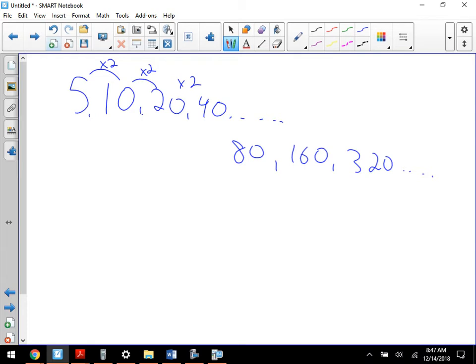81, negative 27, 9. One of the tips that you'll find when your sequences alternate signs means they're being multiplied or divided by a negative. What do you divide 81 by to turn into negative 27? If you had a calculator, you could try to figure these things out.